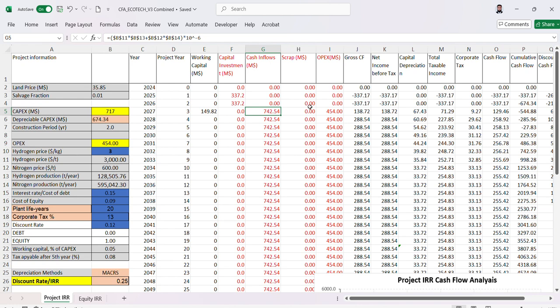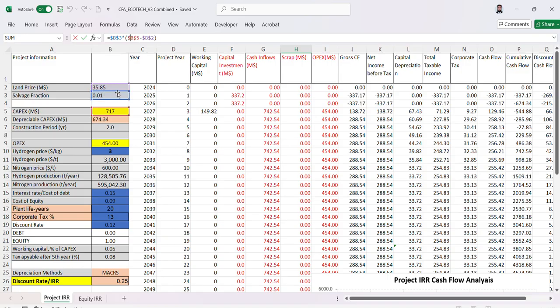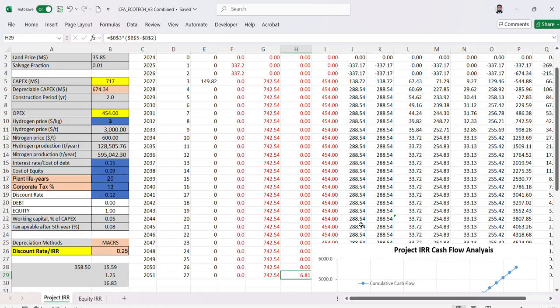Okay, and then scrap value. We assume there is no scrap, making it 0 up until 26 years. When the project is done and completed, the scrap value is calculated, as I discussed in the beginning. This is the equation to calculate the scrap value from the salvage fraction. You can just check the cells and figure out the equations. I'm not going into detail.